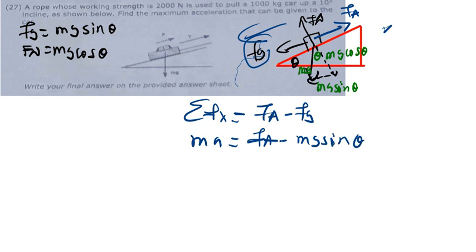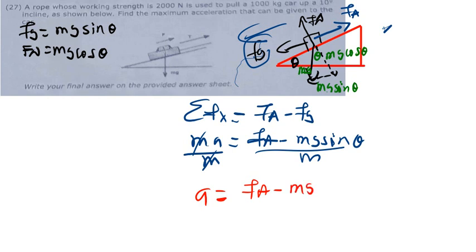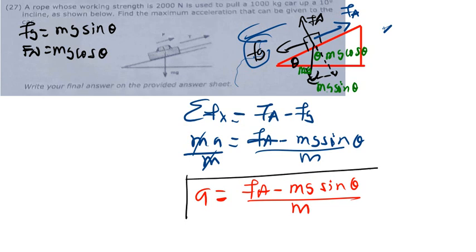How do we find the acceleration? Divide both sides by m, so m will go. What will be my a? a will be equal to the applied force minus mg sine theta, divided by m. This question, the way I've put it, is exactly like the question which we have here, because we have the applied force as 2000 Newton.